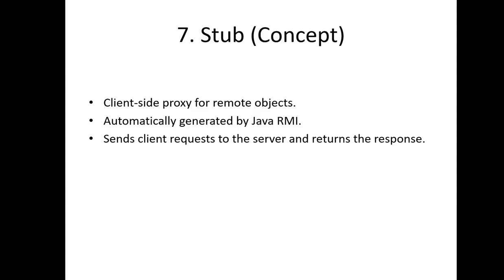So the client always feels like it is calling a local object. It doesn't feel like the object is located in a remote place. It feels like the object is located in the same place, but actually it resides on the server side or some other place. The client feels like the object is stored on the local machine.